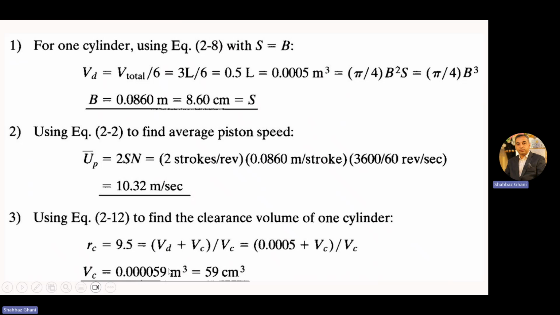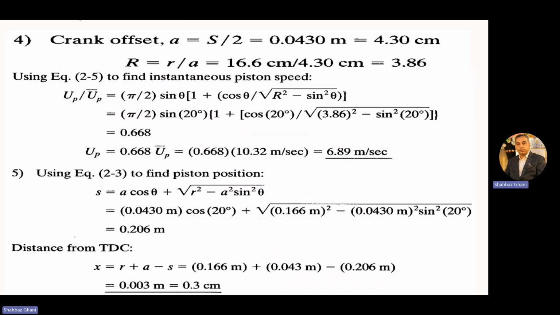So see this value, the clearance volume with respect to this displacement volume. Displacement volume is very much bigger than your clearance volume, because clearance volume is when your piston is at TDC, only the leftover volume in the chamber is your clearance volume. So it is very small as compared to the displacement volume.